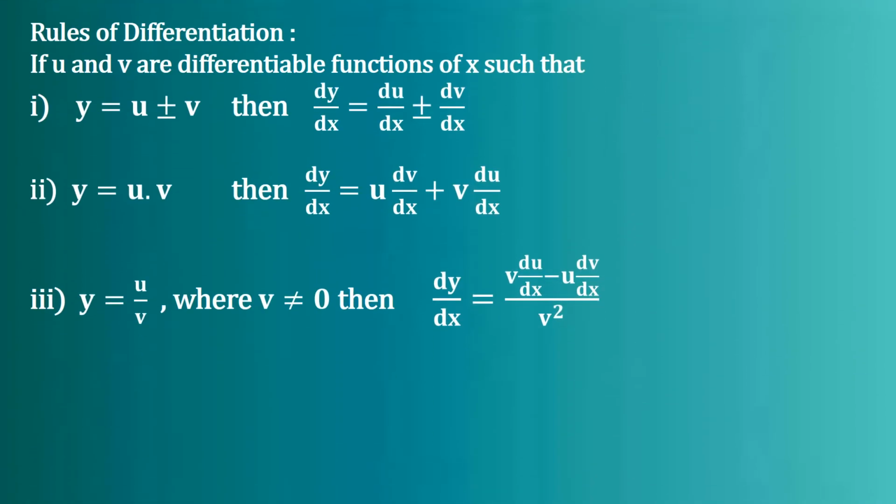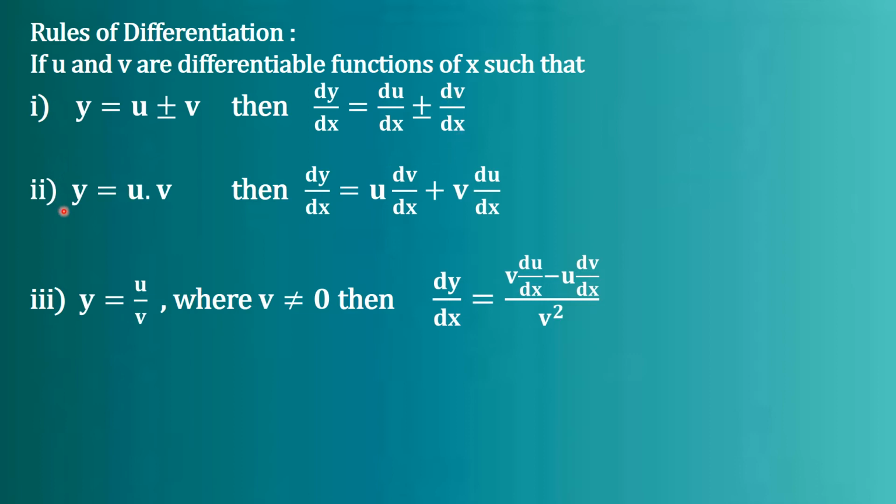Next are the rules of differentiation. If u and v are differentiable functions of x such that y is the sum or difference of u and v, then dy by dx is equal to du by dx plus or minus dv by dx. If y is the sum of u and v, then dy by dx is the sum of du by dx and dv by dx. And if y is the difference of u and v, then dy by dx is the difference of du by dx and dv by dx.